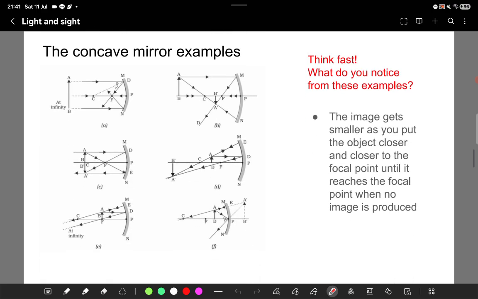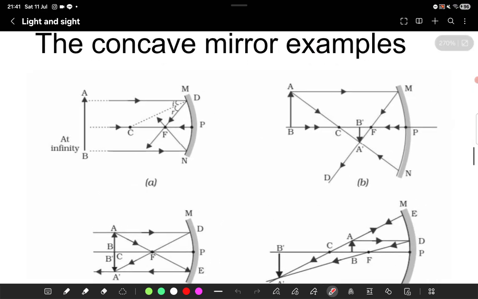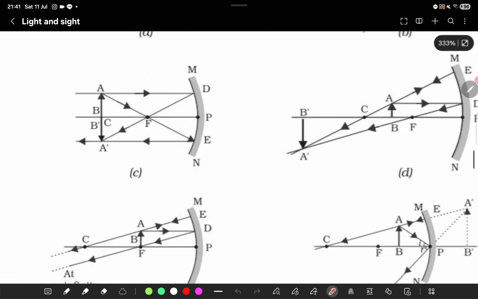Here's what we notice. As you can see, the image gets smaller as you put the object closer and closer to the focal point until it reaches the focal point, when no image is produced. For the first example we see here. Then the second example, the small image is here. That is the object. The image is still smaller than the object.